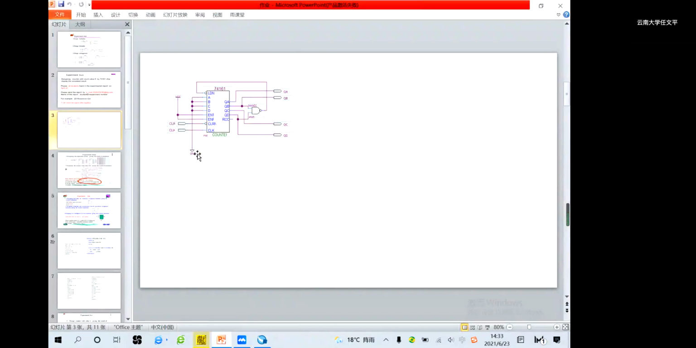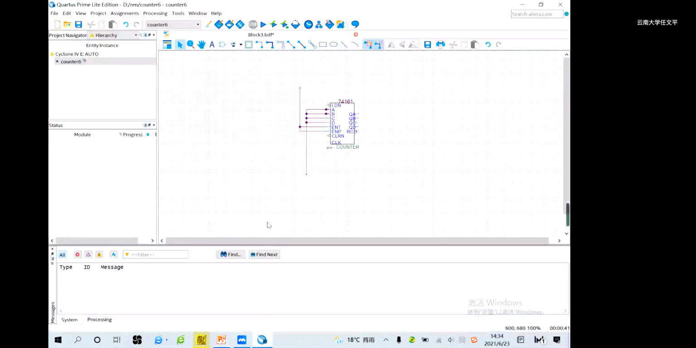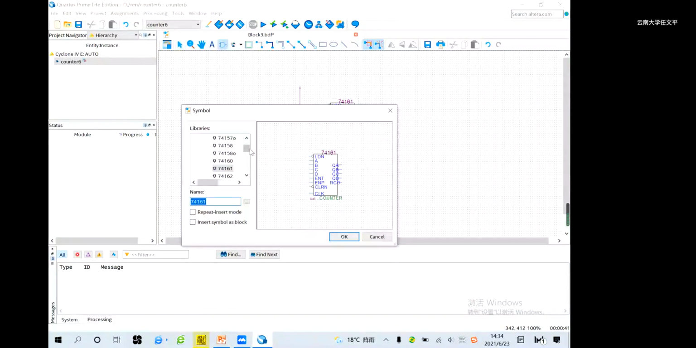Two signals connect the ground, and the two signals connect power. I will find the ground symbol.